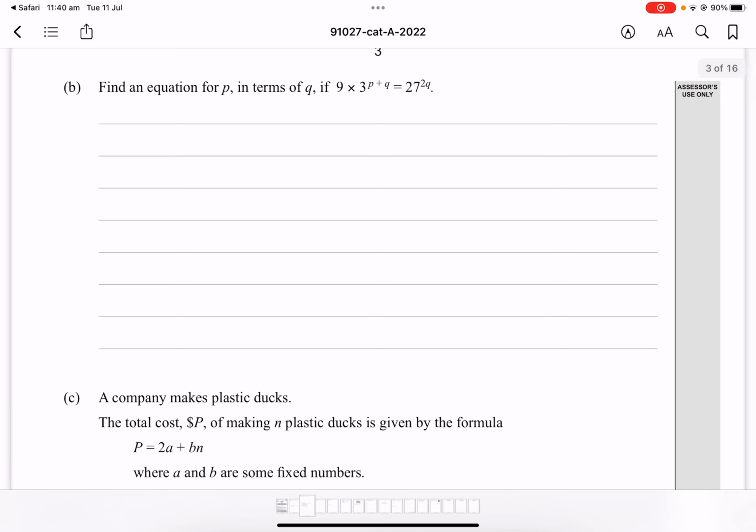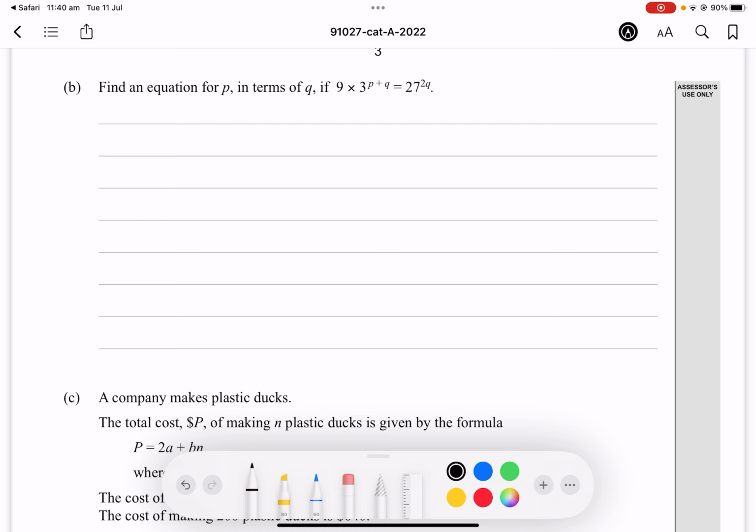Perfect. Okay, let's look at question B. Find the equation for p in terms of q, if 9 times 3 to the power of p plus q equals 27 to the power of 2q. Again, very popular level 1 question. The thing with level 1 questions is that the numbers they give you will always be nice numbers, in that they'll always be powers of each other. So in this case, we know that 9 is equal to 3 squared, and 27 is equal to 3 cubed. So we're going to rewrite these with base 3.